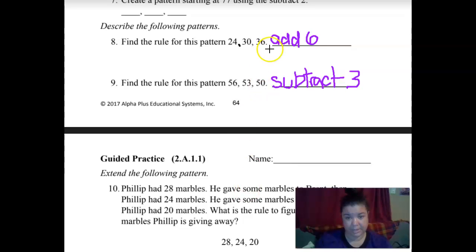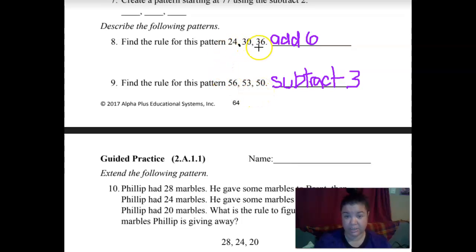Okay, is this what you got? We had to add 6 on the first one and subtract 3 on the second one. 24 plus 6 is 30. 30 plus 6 is 36. 56 minus 3 is 53. 53 minus 3 is 50.